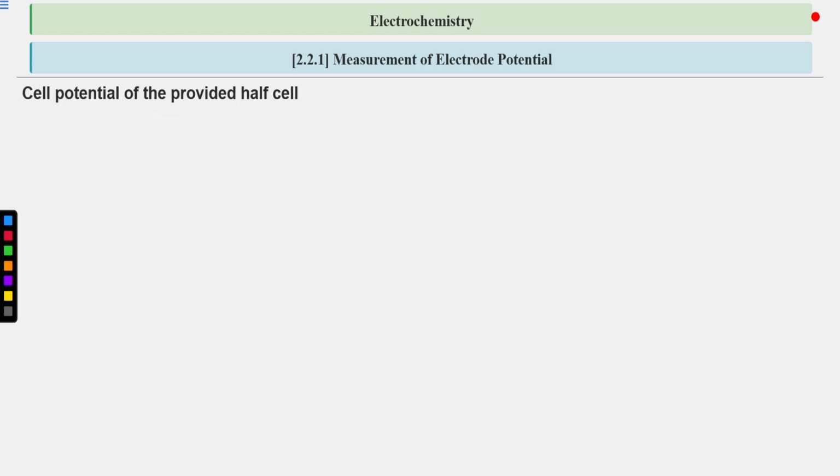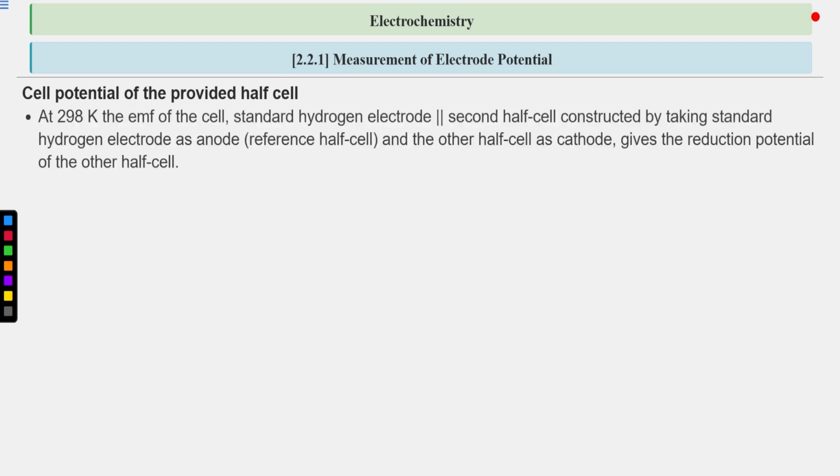Now let's talk about the cell potential of the provided half cell. How can you define the cell potential of the provided half cell? This topic comes under the measurement of electrode potential, which is subsection 2.2.1. Now, at 298 Kelvin temperature, the EMF of the cell constructed by taking the standard hydrogen electrode as anode, which is the reference half cell, and the other half cell as cathode, gives the reduction potential of the other half cell.